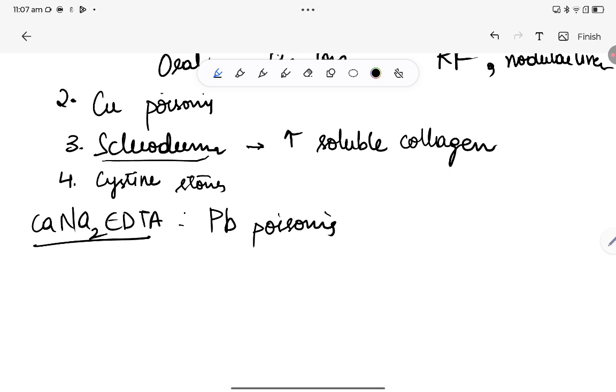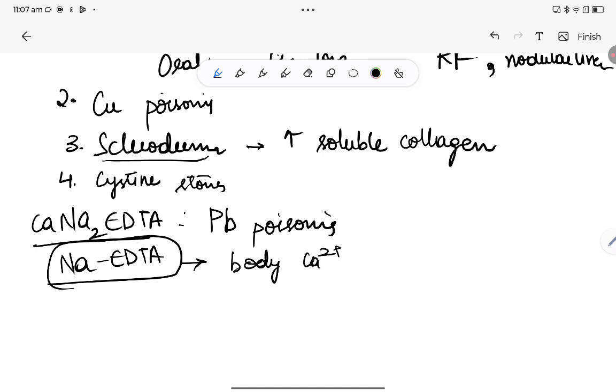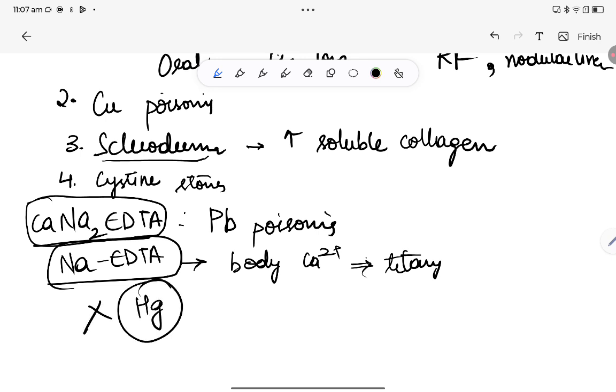Before, calcium disodium edetate was available as sodium EDTA, but what happened was it chelated the body calcium, blood calcium, resulting in tetany. For this reason only, we started using calcium disodium EDTA now. And this calcium disodium EDTA is not used in the treatment of mercury. Why? Because the distribution is itself different.